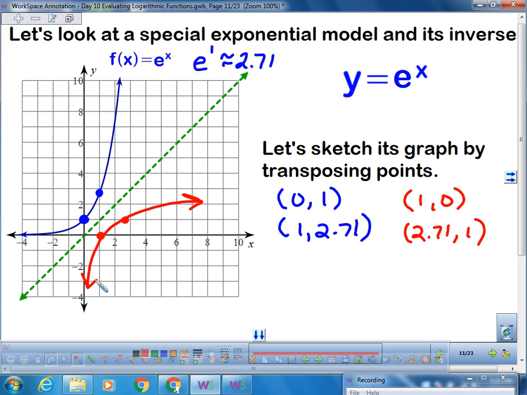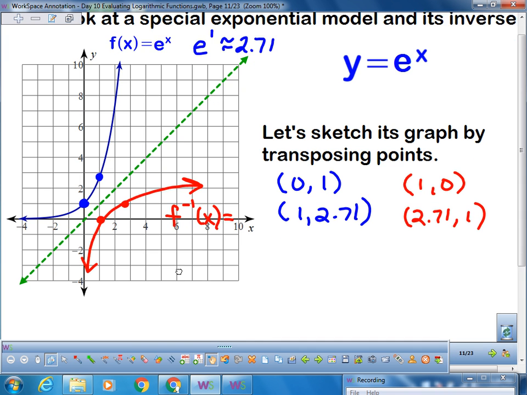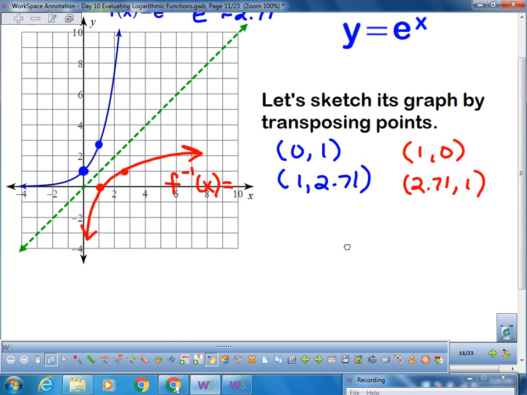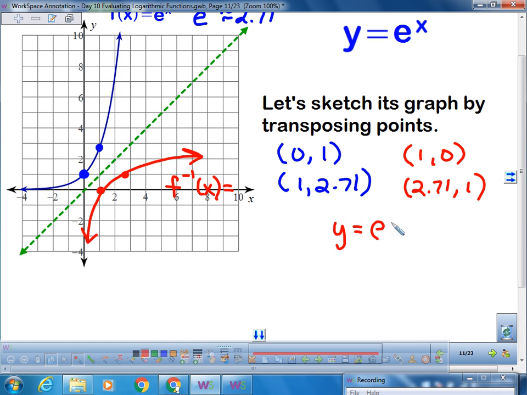Okay? Now, what do we call this new function? Okay, let's transpose x and y. From our original y equals e to the x, we're going to do just like we did when we first came in today. y equals e to the x. Transpose x and y. How do we solve for y again?